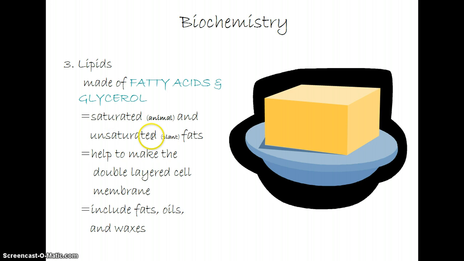Unsaturated fat is the better fat for you because it is plant fat, like your olive oil and such. Lipids help to make your double-layered cell membrane. When I think of lipids, I think of fats, I think of oils, I think of waxes.